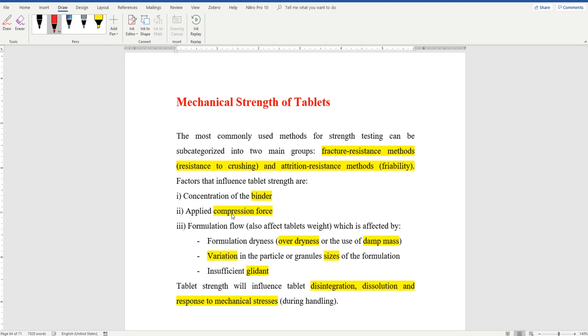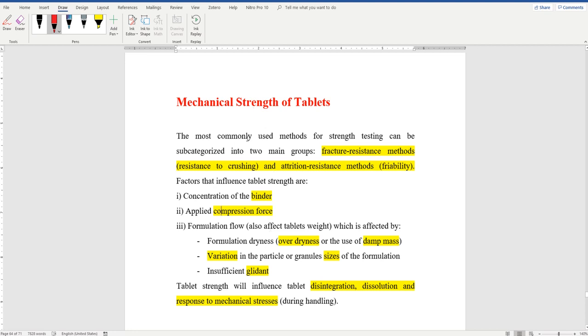What is the disadvantage of doing that? The disadvantage is the tablet can break easily. So, what causes problems with the mechanical strength of tablets? Not adding the right quantity of the binder, the applied compression force, and formulation flow can affect tablet strength.